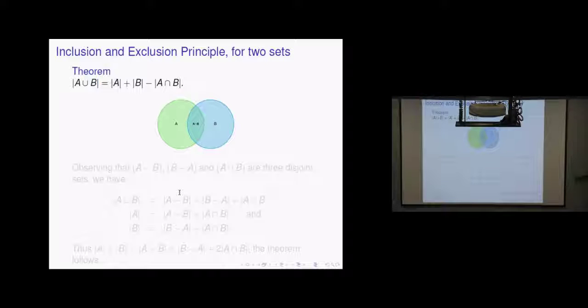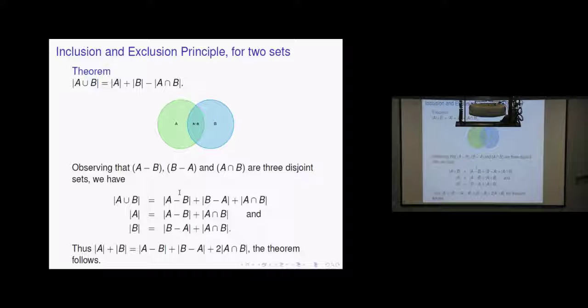From the picture it's easy, because suppose this is the size of A, and then I add the size of B, so I count the overlapping part twice. Now I take this away, and I get the total number of things in the union. This is fairly straightforward.